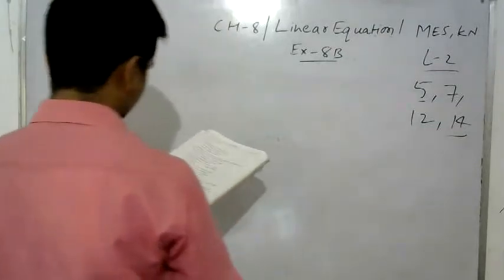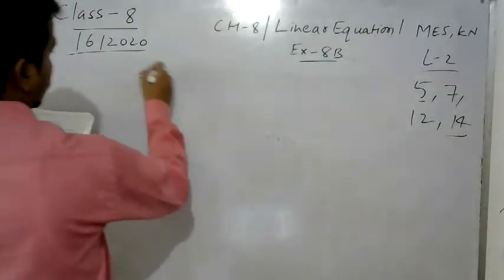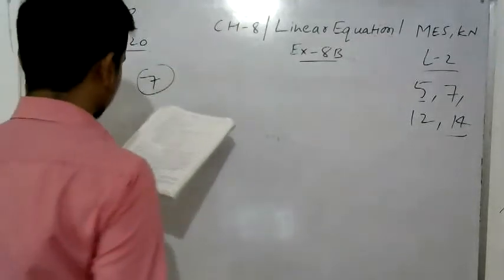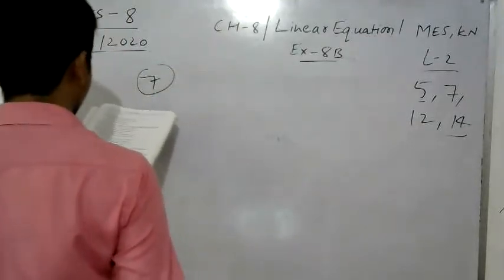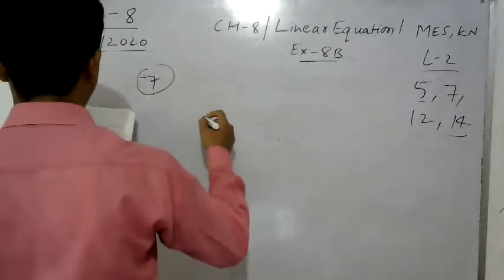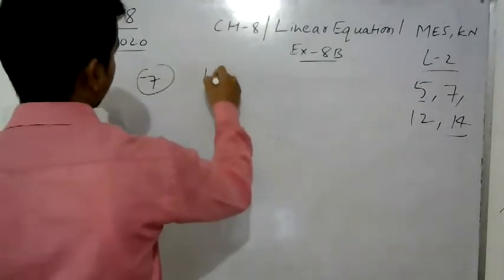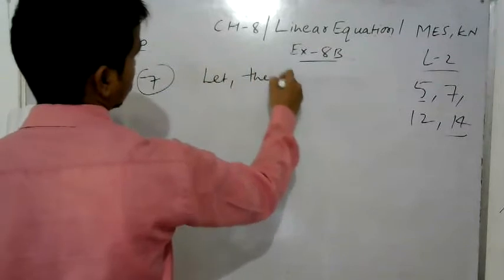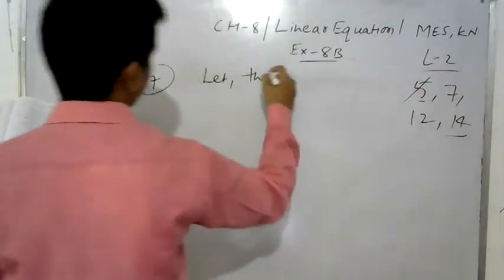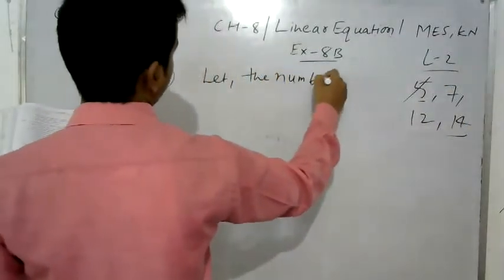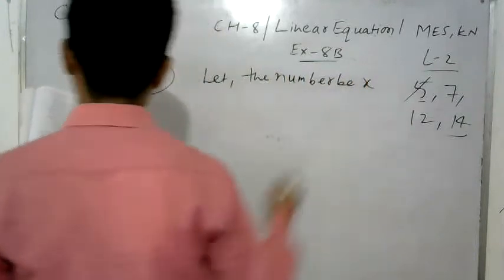Now see question number 7. Question number 7 says that if 10 is added to 4 times a certain number, the result is 5 less than 5 times the number. First of all, let the number be x.